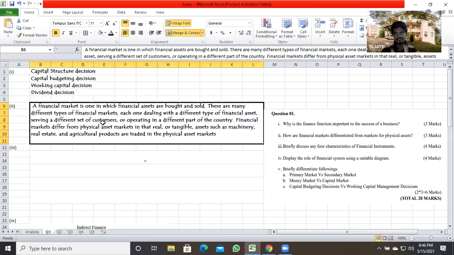As we discussed in the very first class, you may have an idea of what markets are available: primary market, secondary market. I am not going to discuss each one. Each one deals with different financial assets and serves a different set of customers operating in a different part of the country. Financial markets differ from physical assets markets in that real or tangible assets such as machinery, real estate and agriculture products are traded in the physical assets market.